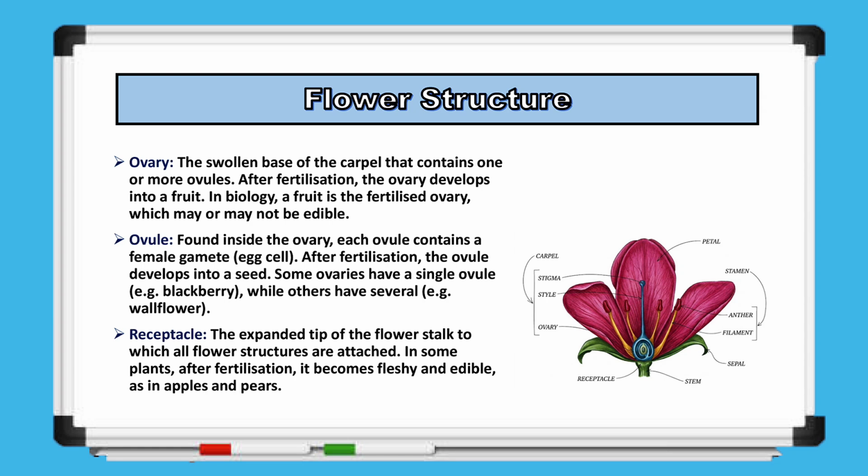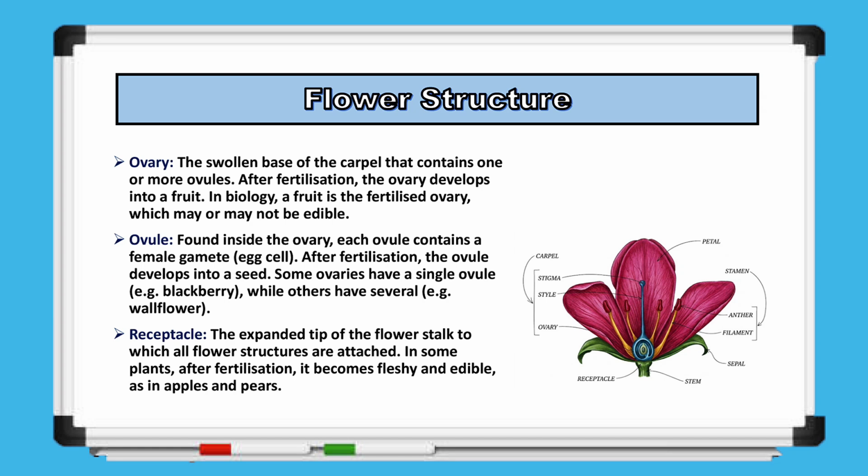Also, the ovary is the swollen base of the carpel, and it contains 1 or more ovules, so after fertilization, the ovary develops into a fruit, which in biology is defined as a fertilized ovary that may or may not be edible. Inside the ovary are the ovules, and each ovule contains a female gamete or egg cell, so after fertilization, the ovule develops into a seed. Some ovaries have a single ovule, like in blackberries, while others contain several ovules, as seen in wallflowers.